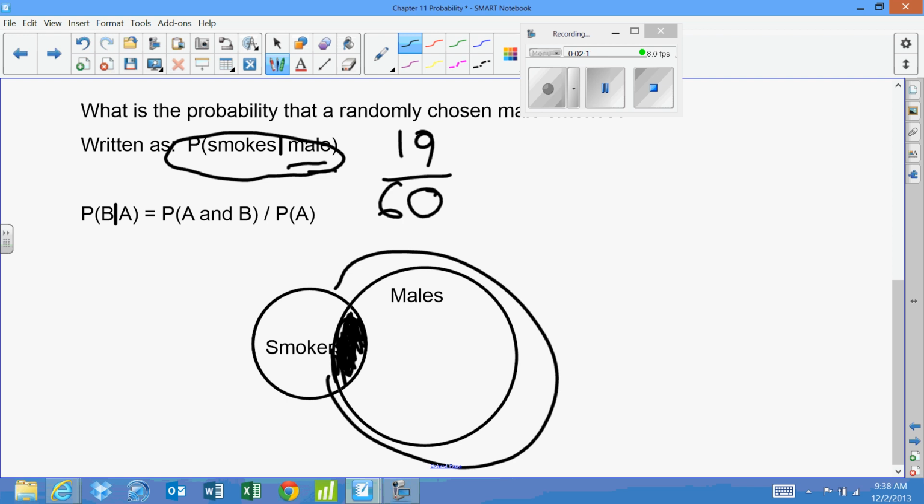So we're looking at this little proportion, like I said, this little proportion that's colored in our Venn diagram, divided by our total number of males.